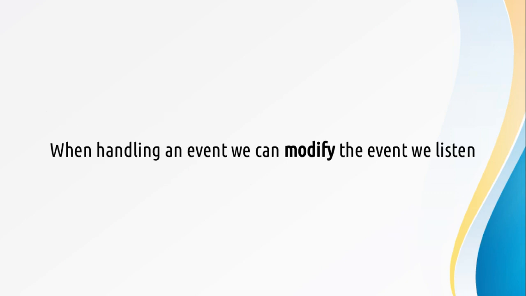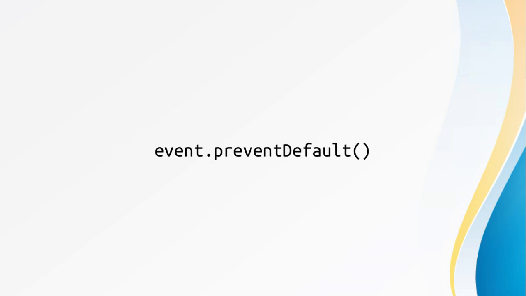When we're handling an event, we can also modify the event that we listen to. For example, when we're handling the submit event on the form, because the default action of the form is to directly send data to the server, maybe we want to stop it and instead make an ajax call to send the request. In this case, we usually make use of event.preventDefault in the event handling method that we define.